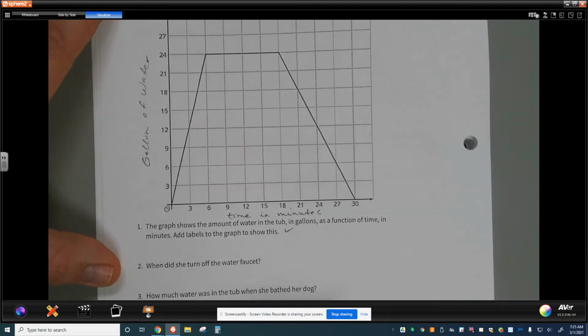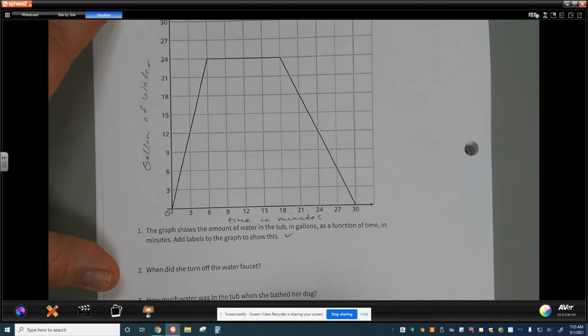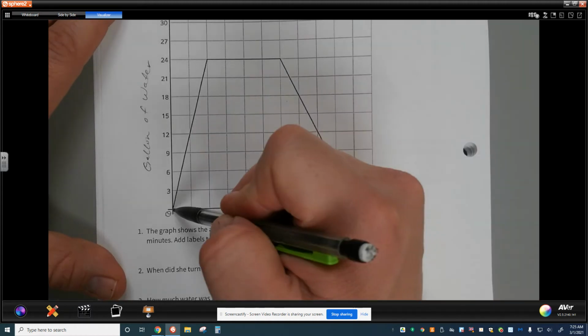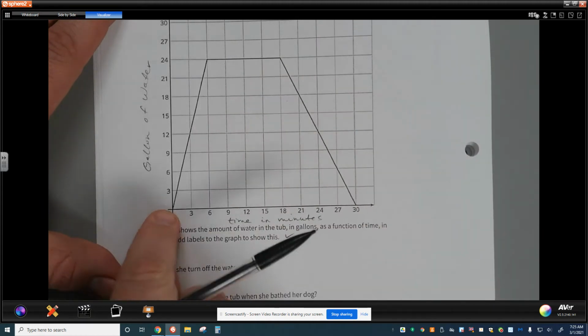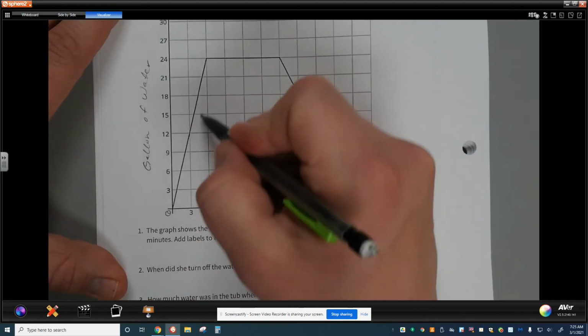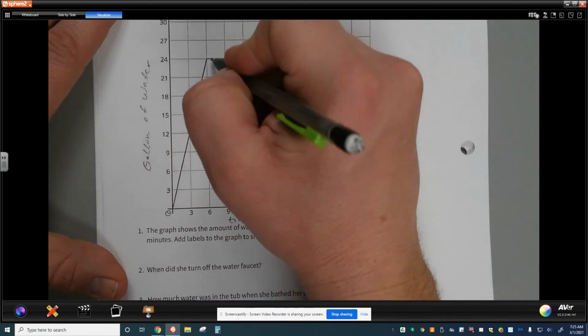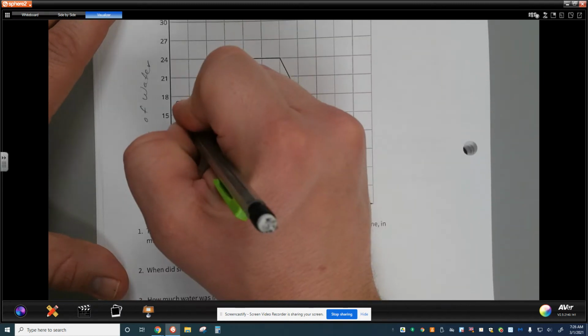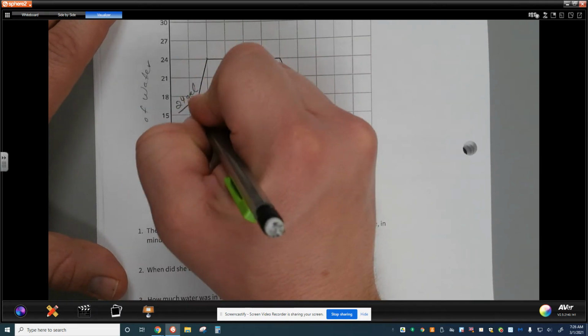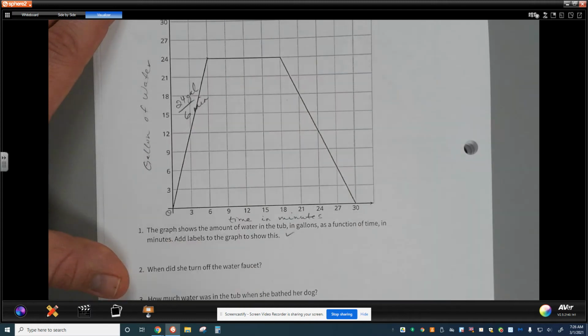Number two, when did she turn off the water faucet? Well, we see right here at 0, 0, there is 0 minutes and 0 gallons of water, and we see that the water is increasing. And I think that's important to note that we're increasing 24 gallons in 6 minutes. I think that's just an important piece to look at.